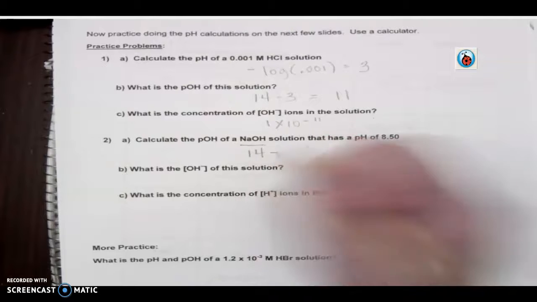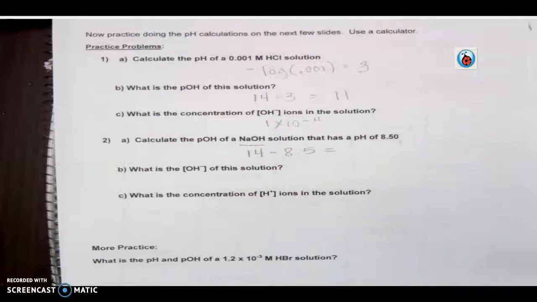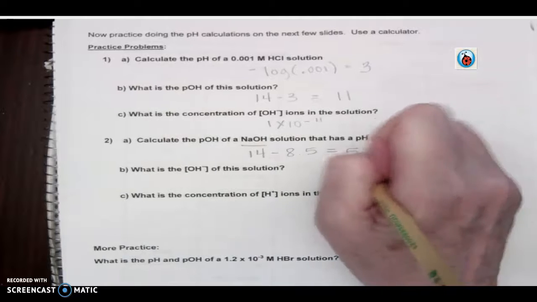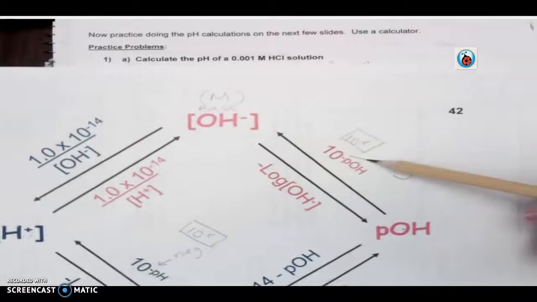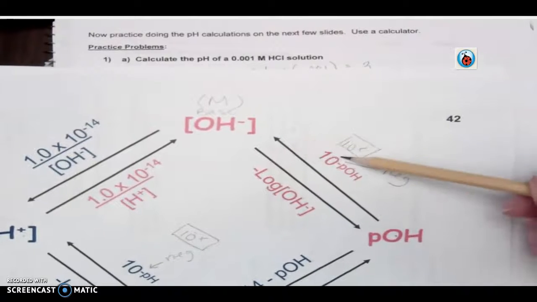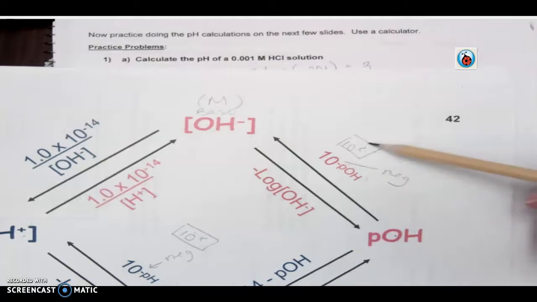So 14 minus 8.5, and we're going to use a calculator, subtract, and we're going to get 5.5. So there's our pOH, sorry. So we know the pH, the pOH, and again, we want to find the hydroxide concentration. So what is that? That is the 10 to the X, okay? That's this 10 to the X button. We're going this way again, so we're going to go 10 to the negative pOH. Okay, 10 to the X button.